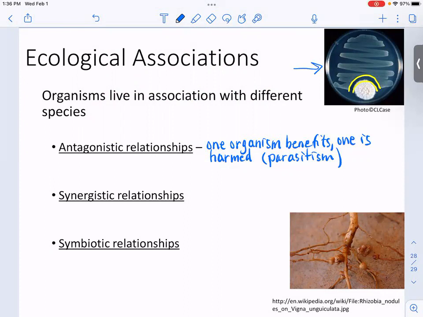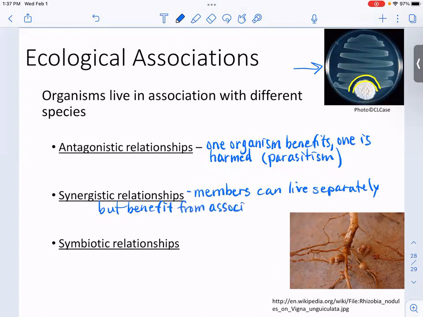A synergistic relationship is a little bit harder to think of examples of. That's where maybe two members can live separately, but benefit from the association. And again, it's a little bit harder in the microbe world to think of examples of that.